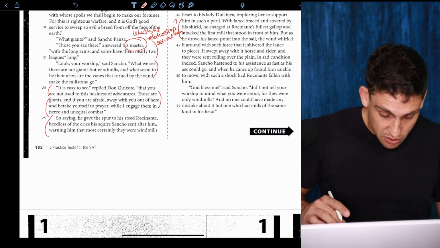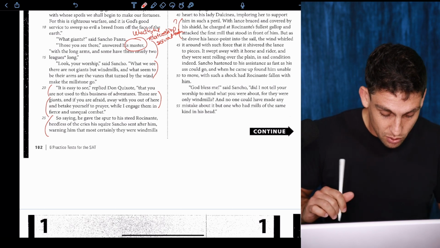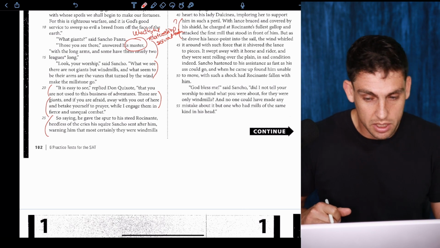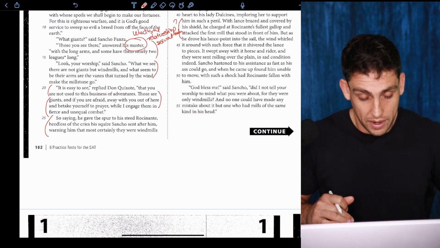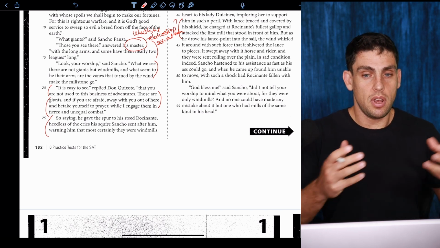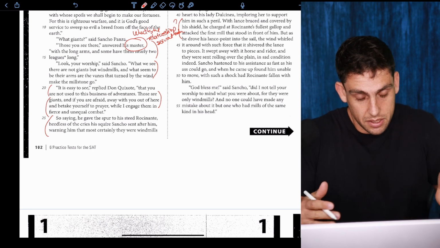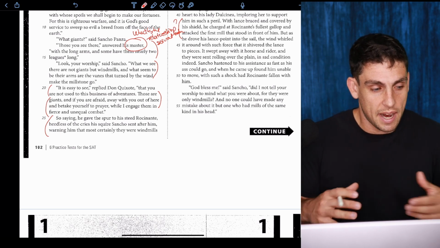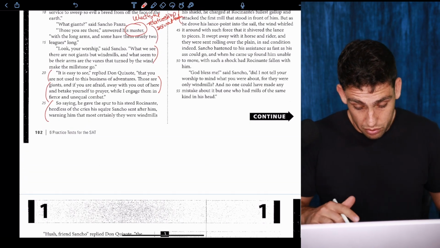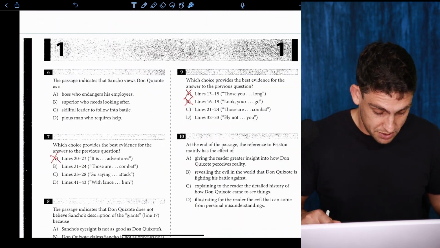"Those are giants, and if you are afraid, away with you out of here and betake yourself to prayer while I engage them in fierce and unequal combat." Okay, so this is a direct explanation of how Don Quixote views Sancho as a coward, somebody who just sits there and prays and doesn't actually get himself involved in these types of adventures. So that's actually a set of two direct reference questions. I'm going to try to answer it in both ways. I don't know if it's necessarily going to be the right answer for both, but we'll see.